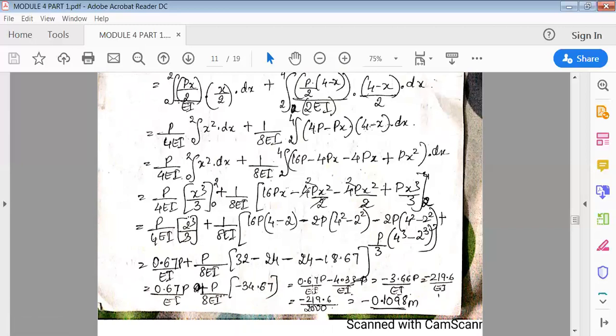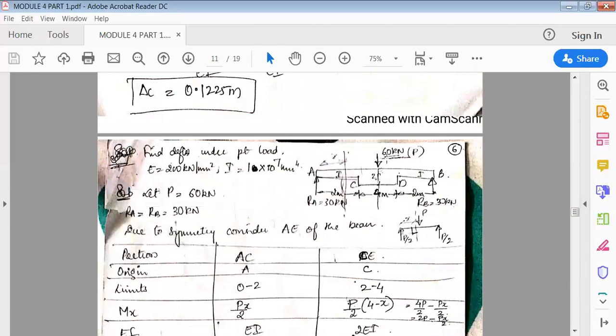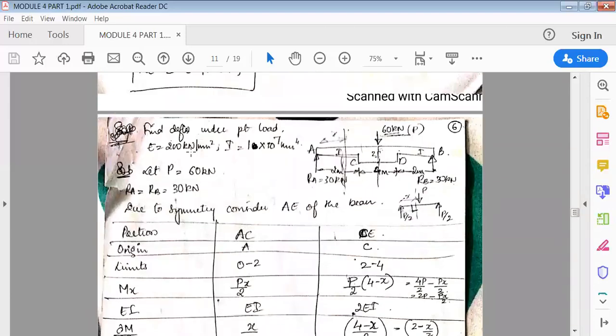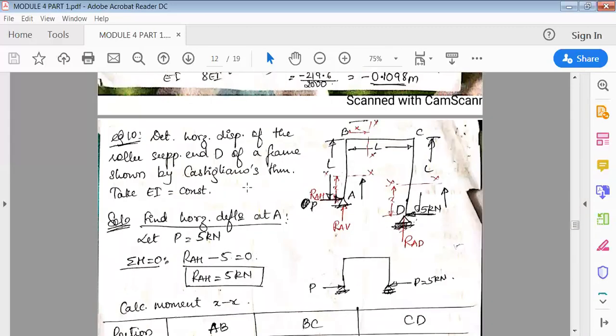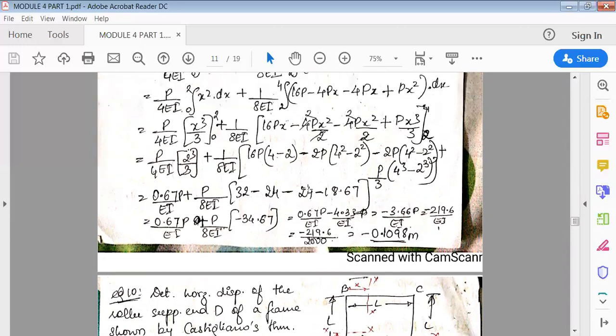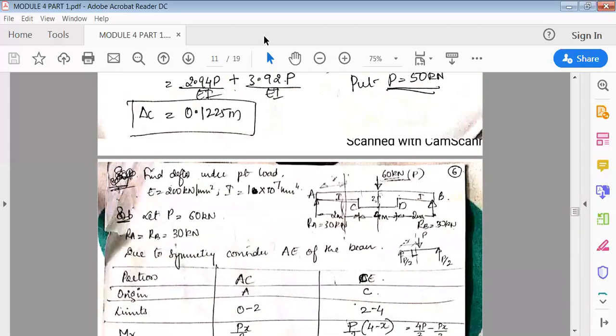Now that you know the value of P, solve this continuously. We have got minus 3.66P. So P is 60 kilonewton. Substitute the value here, 60 kilonewton divided by EI. Substitute the value of EI, though it is here in mm square. Convert this and substitute the value, and you'll get the answer, minus 0.1098 meter. So the answer is minus, that means deflection is upward. Okay, that's all for today. Thank you.